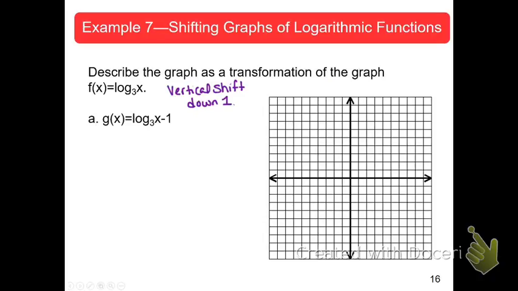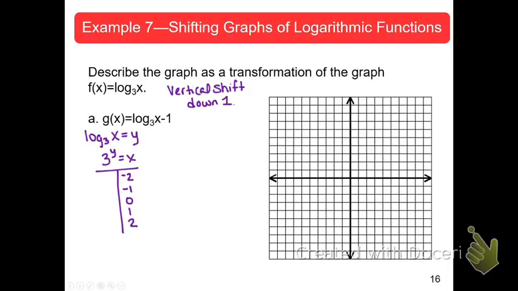Now to graph this, remember we said we could take the parent function, which is log base 3 of x. It's in log form, so we set it equal to y, and then we can change it to exponential form. So 3 to the y equals x. So when I go to graph this, remember, since y is in the exponent, I'm going to pick some y values. So I'm going to plug in -2, -1, 0, 1, and 2. I'm going to plug those in for y.